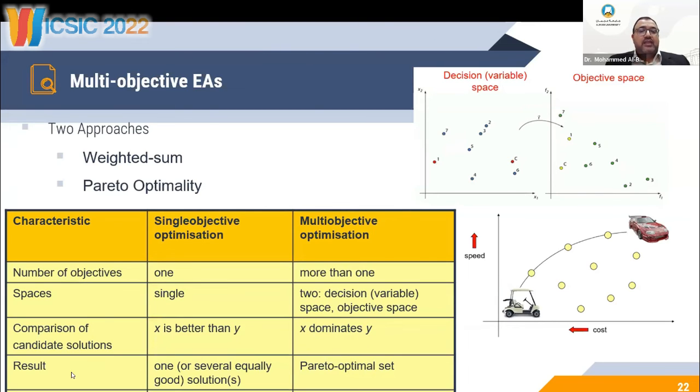The resulting solution here is the optimal solution, while here it is a set of solutions called the Pareto optimal solutions. The algorithm goal is to converge to the optimal solution, while here it is to converge and to diversify the solutions, so we need diverse solutions at the end of the search.